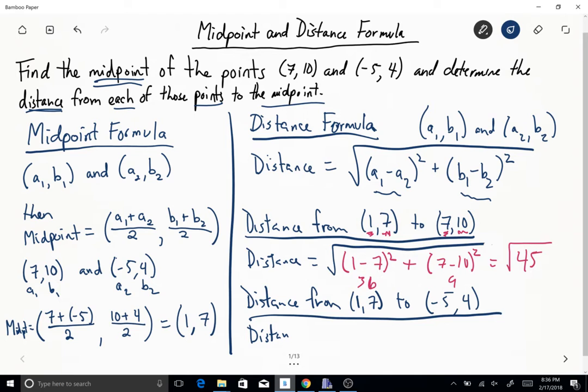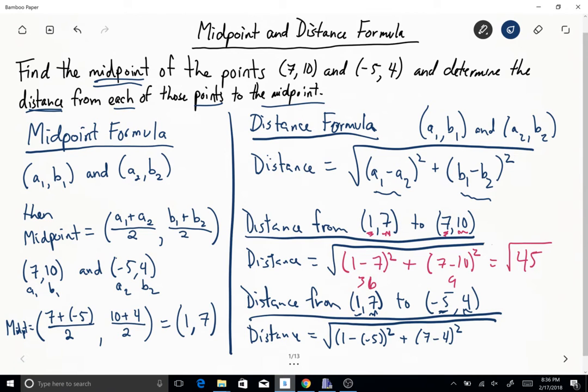if things work out right, we should have that this should be the same value. So distance equals the square root of, and then notice we have a 1 and a negative 5, so we go 1 minus, and make sure you put in parentheses that negative 5, and we square that. And then we have 7 and 4, so then it goes plus 7 minus 4, the quantity squared.